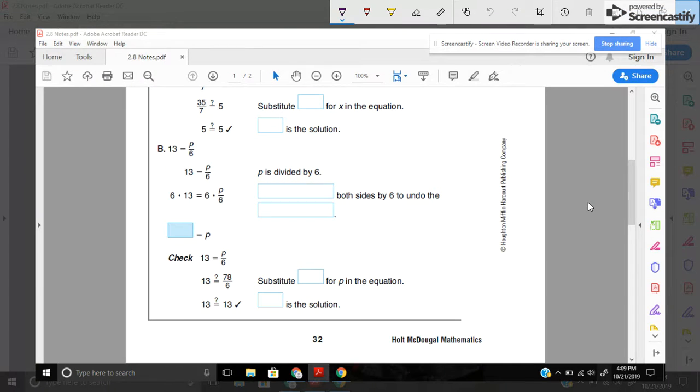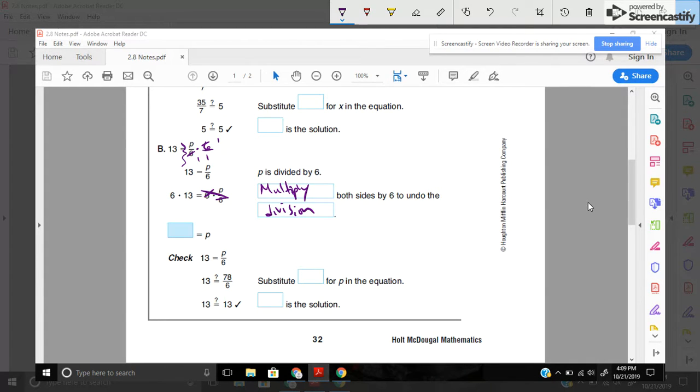It says 13 equals p divided by 6. Ask yourself, what is being done to the variable and how do you undo that? Well, p is being divided by 6, so to undo that, you multiply both sides to undo the division once again. Multiply by 6, and remember 6 as a fraction is 6 over 1. These both become 1, and you're left with just p. This 6 and this 6 cancel. You're just left with p.